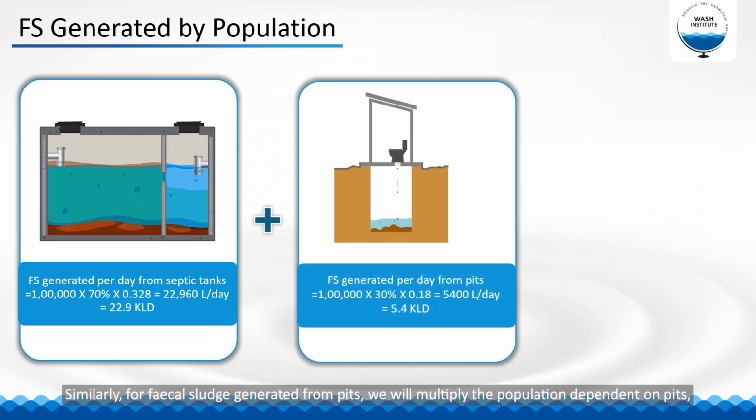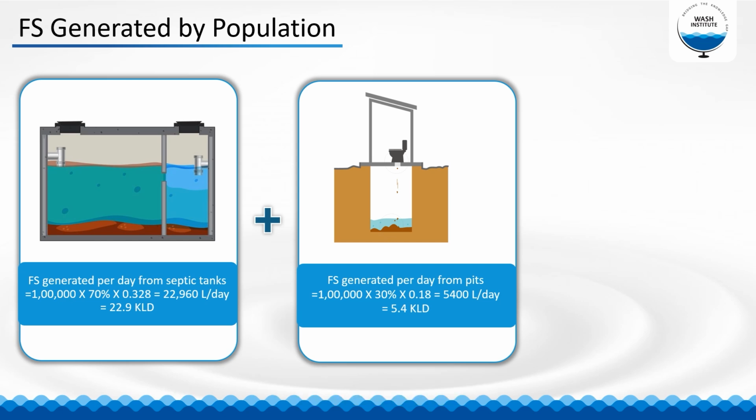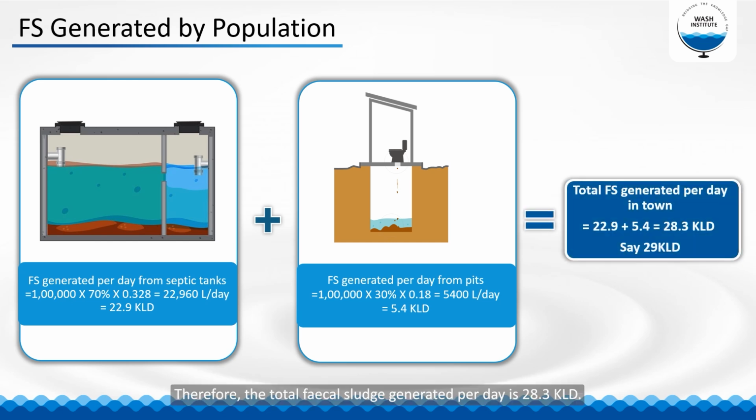Similarly, for fecal sludge generated from pits, we will multiply the population dependent on pits, which is 30,000, by the sludge accumulation rate of 0.18 liter per capita per day. Hence, the fecal sludge generation through the population dependent on pits comes out to be 5.4 kiloliters per day. Therefore, the total fecal sludge generated per day is 28.3 KLD.